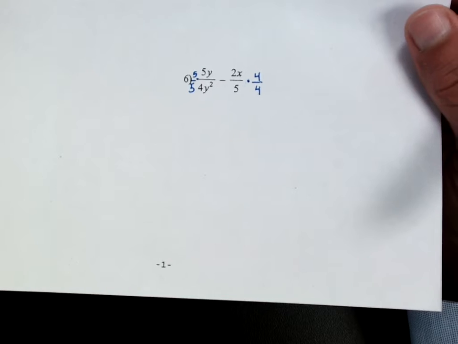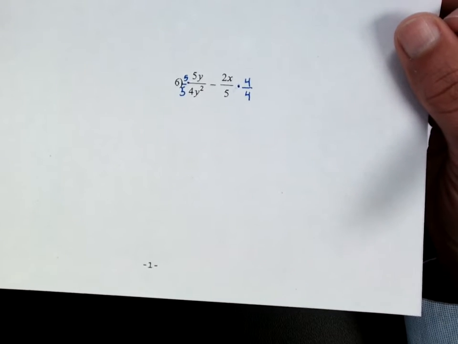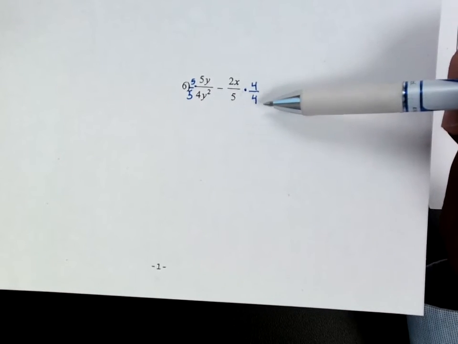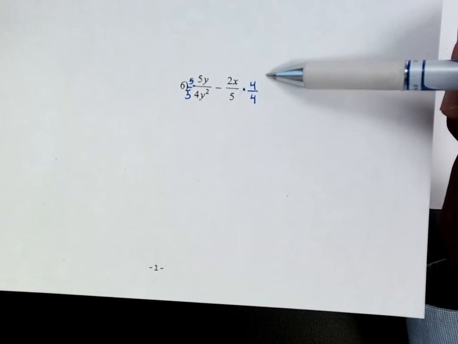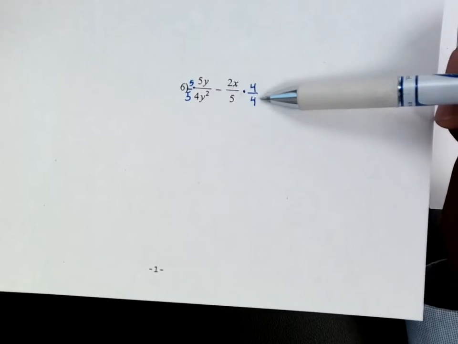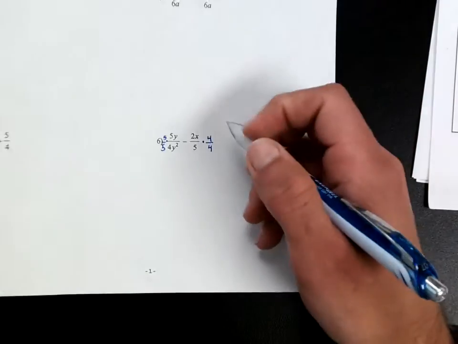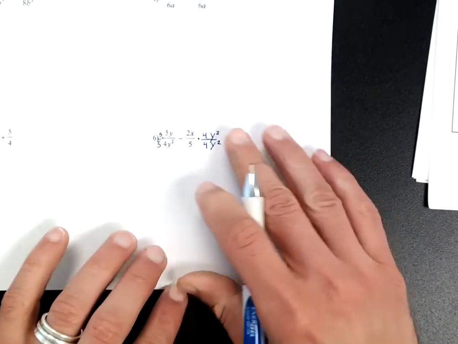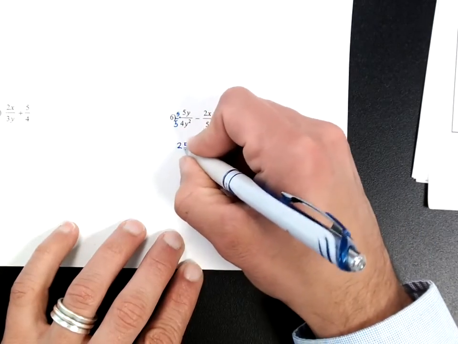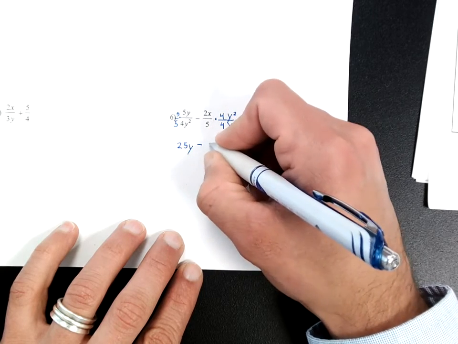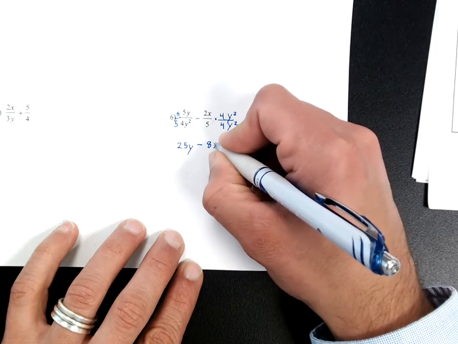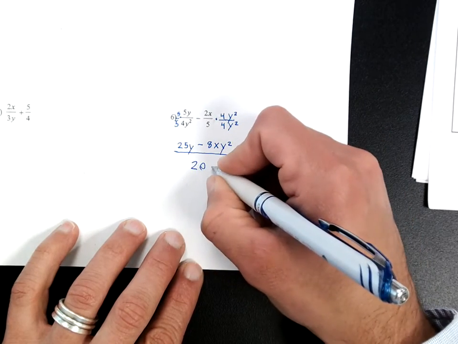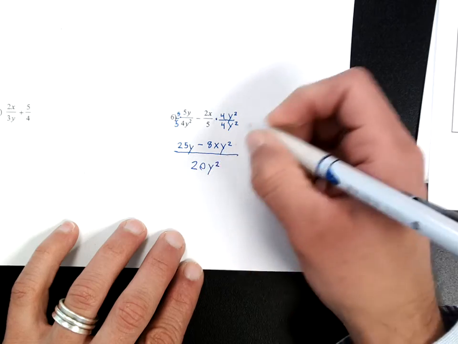Is the denominator the same now? Almost. I have the 20. I'm missing a y squared, right? So I'm going to multiply top and bottom here by y squared, because I have a y squared here. I need to have a y squared here also. So top and bottom by y squared. This would be 25y. This is going to be negative 8x y squared, all of that over 20 y squared, like that.